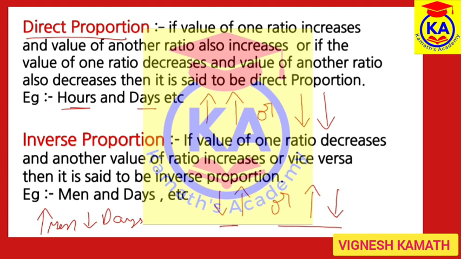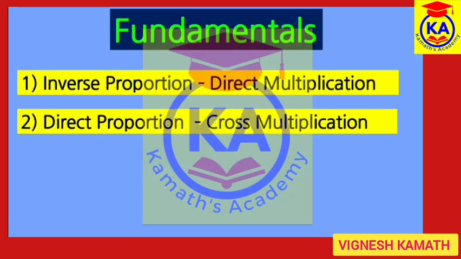These two are the important concepts required for solving problems on work and time. Let's see the fundamentals of the problems. These are the important formulas. If the two ratios are in inverse proportion, then we have to do direct multiplication. If two ratios are in direct proportion, then we have to do cross multiplication. Don't worry, just remember this. We'll see how to apply these formulas.